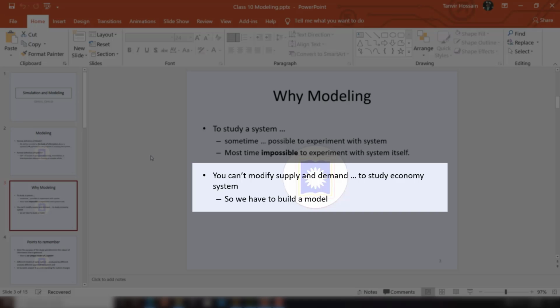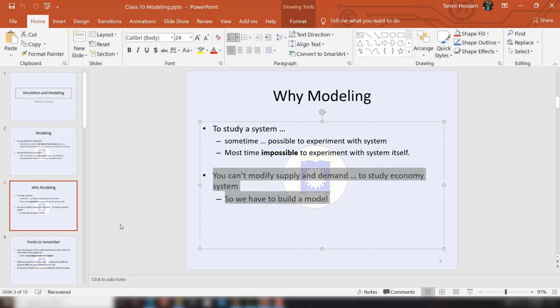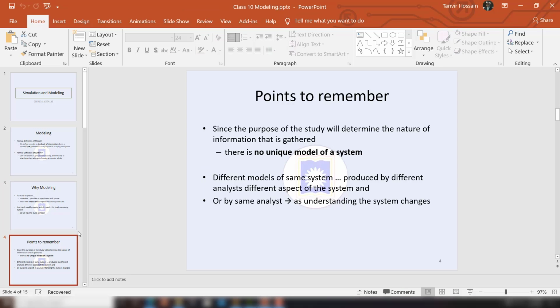As an example, as you can see, you cannot modify supply and demand to study an economic system. We have to build a model. So it's a very simple and understandable example. And here there are some points to remember.